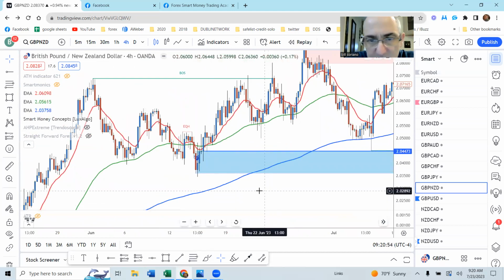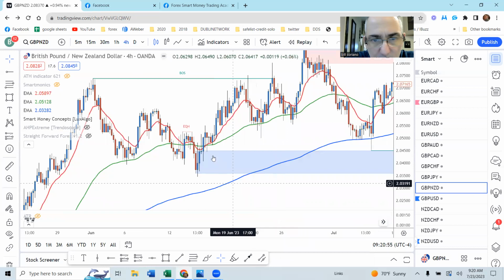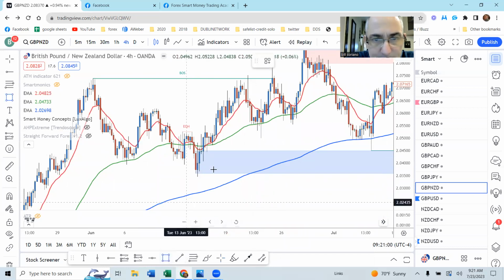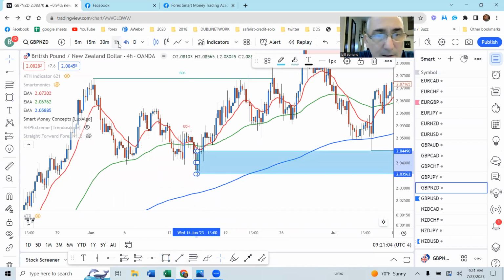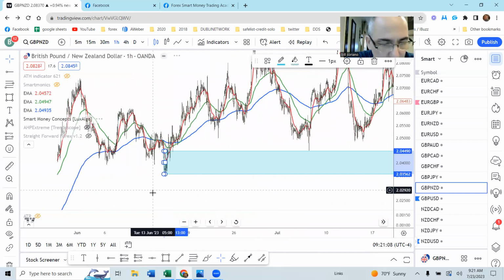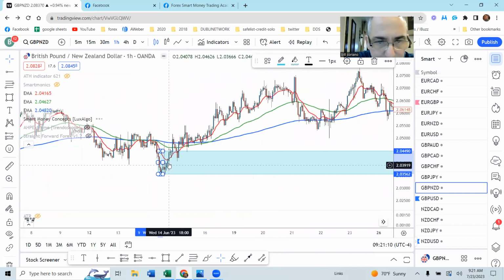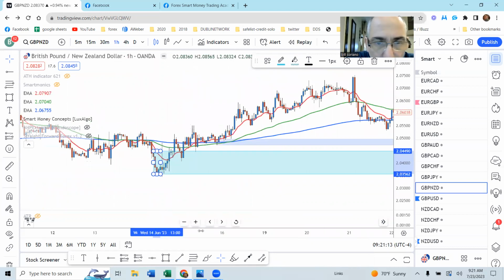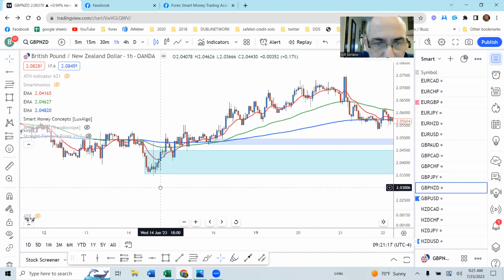Let me just look at this one more time here. So again, I'm going to drop down to the 1 hour to see if I can find a candle that I like inside of this order block here. So let's see. What do I see here? I really don't see anything I like. I don't see anything I like, but I still like the order block.